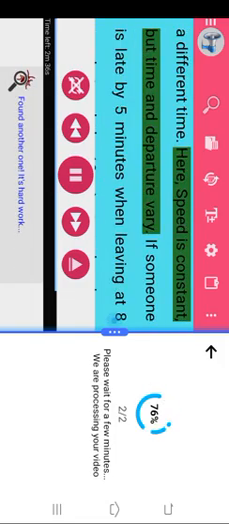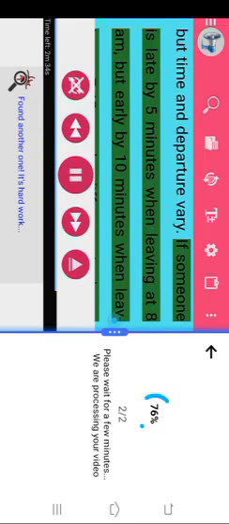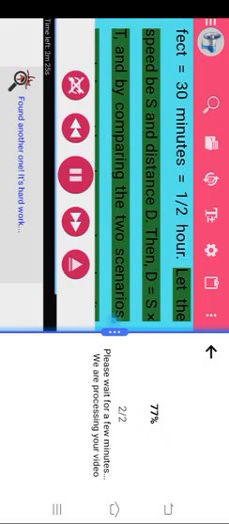Another type is when someone leaves earlier or later than usual and reaches at a different time. Here, speed is constant, but time and departure vary. If someone is late by 5 minutes when leaving at 8 a.m., but early by 10 minutes when leaving at 7:45 a.m., the difference in departure time is 15 minutes, and the change in arrival is also 15 minutes. The total effect equals 30 minutes, which equals 1/2 hour. Let the speed be s and distance be D. Then D equals s times t, and by comparing the two scenarios, we deduce either the speed or the distance.